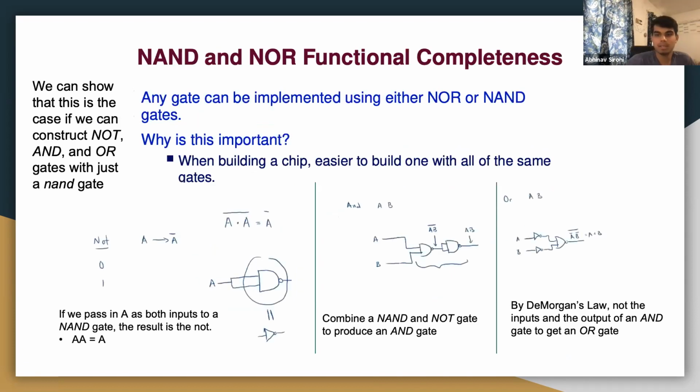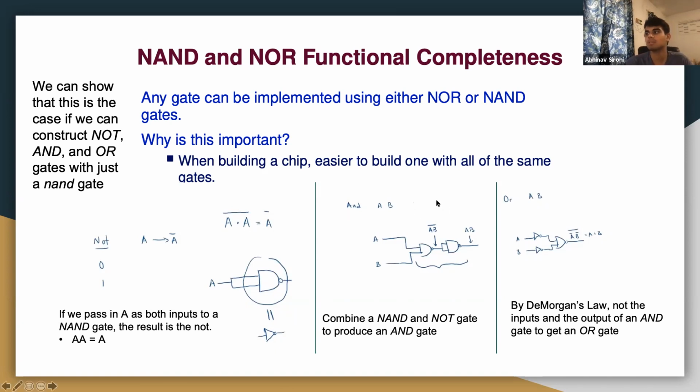So now we have another claim, right? We have the claim that NAND and NOR also exhibit functional completeness. And that means that any gate can be implemented using either NOR or NAND gates. So not even both. We could use just NAND gates or just NOR gates to implement any gates. And so why would we do this, right? Like, why do we care about that?